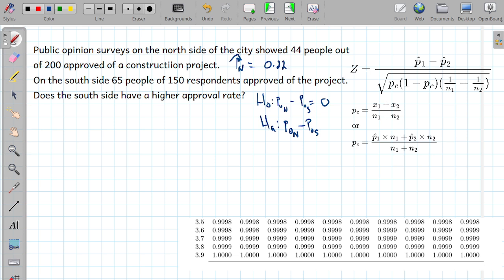Let's do this over here. So p hat for this one is 65 out of 150, and I think that's around 30-some percent. Let's find out. 65 out of 150, well, it'll be more than that actually. That's 43%. There we go, 0.43. Okay, so we want to know, does the south side have a higher approval rate?